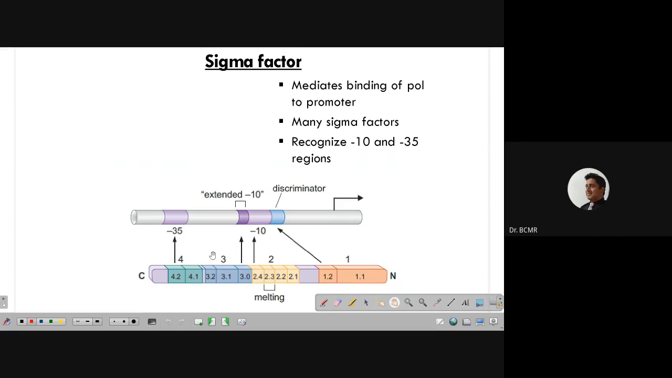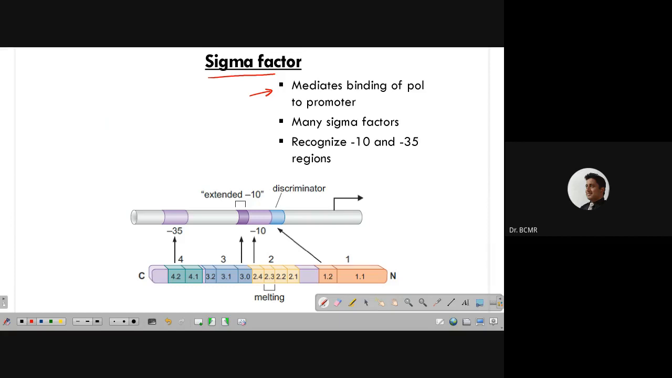In prokaryotic transcription, we need something. RNA polymerase cannot just go and bind directly. There is an important factor that is called a sigma factor. The primary function of it is what?